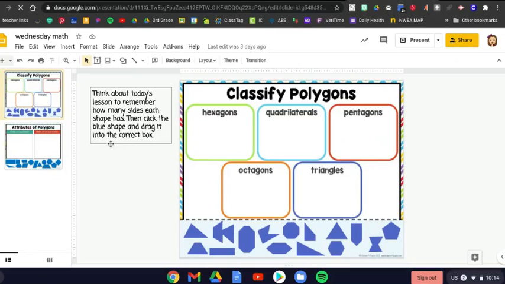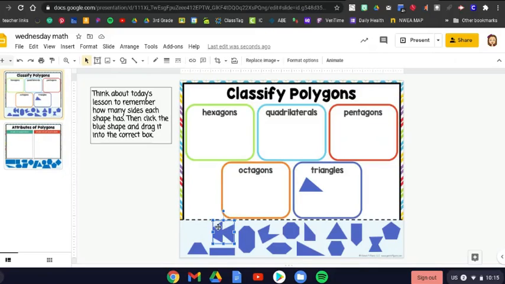So you have the same boxes on top. It says hexagons, quadrilaterals, pentagons, octagons, and triangles. And on the bottom, you have all of these different blue shapes. So with whatever device you're using, you're going to tap or click on each shape until it turns blue around it. And I have clicked on a triangle, and a triangle has three sides. So I'm going to use my device and use patience to do the best I can to drag it to the correct box. So here's a triangle with three sides, and it goes in the box for triangles.